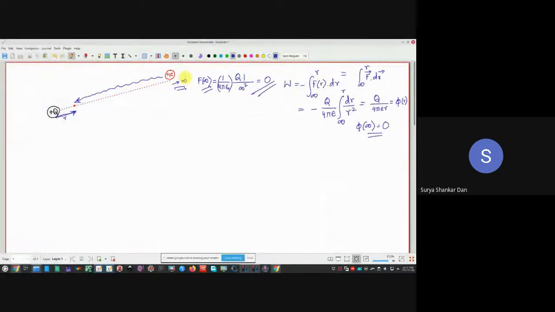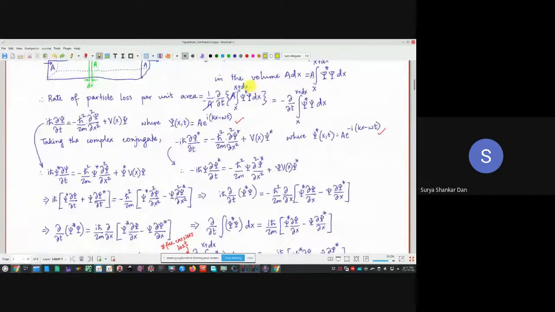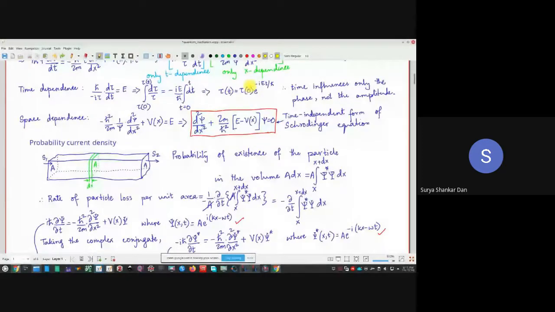What is happening here? From infinity to r, if we are bringing it, gradually that potential will increase, right? So we are speaking about a situation where the particle is not subjected to any potential variation at all. In that case, what will be the expression for the Schrodinger equation, time dependent Schrodinger equation? Time independent Schrodinger equation, there is one V of x here.